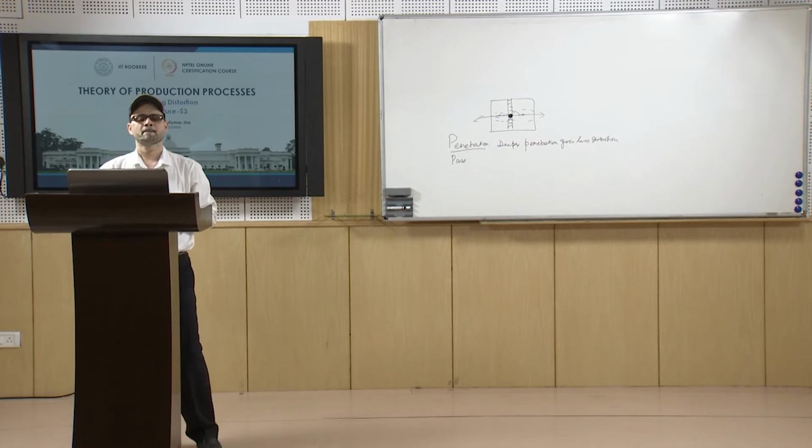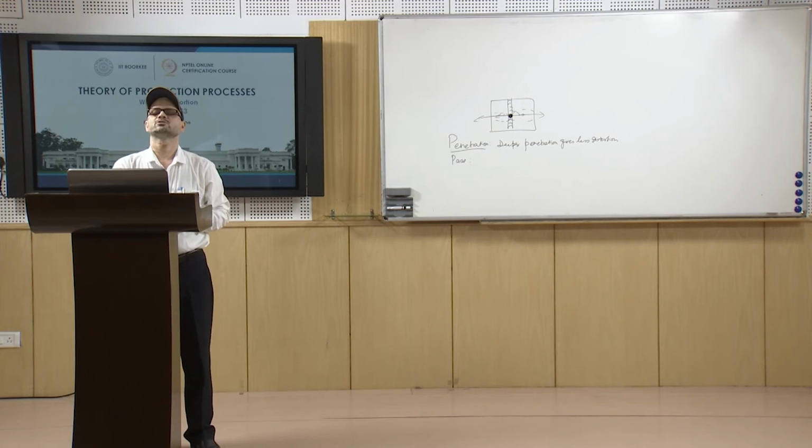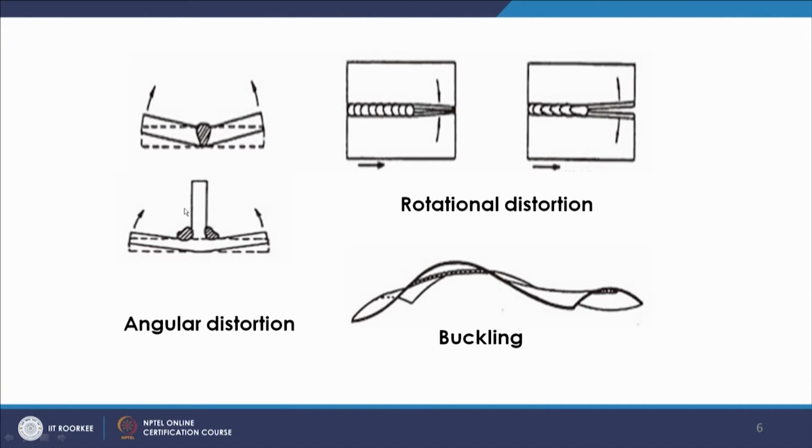Then comes the angular distortion. So, this is what you see. This is the kind of angular distortion. This occurs at butt, lap or T joints, and even on the uniform joint or cruciform joints. This type of distortion occurs because of the symmetrical double sided welding. You see that the symmetrical double sided welding creates such kind of angular distortion. As you see, it comes in that shape like this.